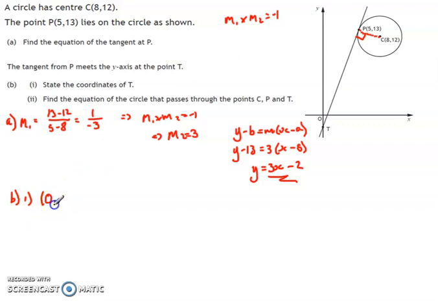I then need to figure out the y-intercept. Well, if I look at the equation of the straight line, your y-intercept is this part here, so it's at -2, so the coordinate of T is (0, -2). Job done.